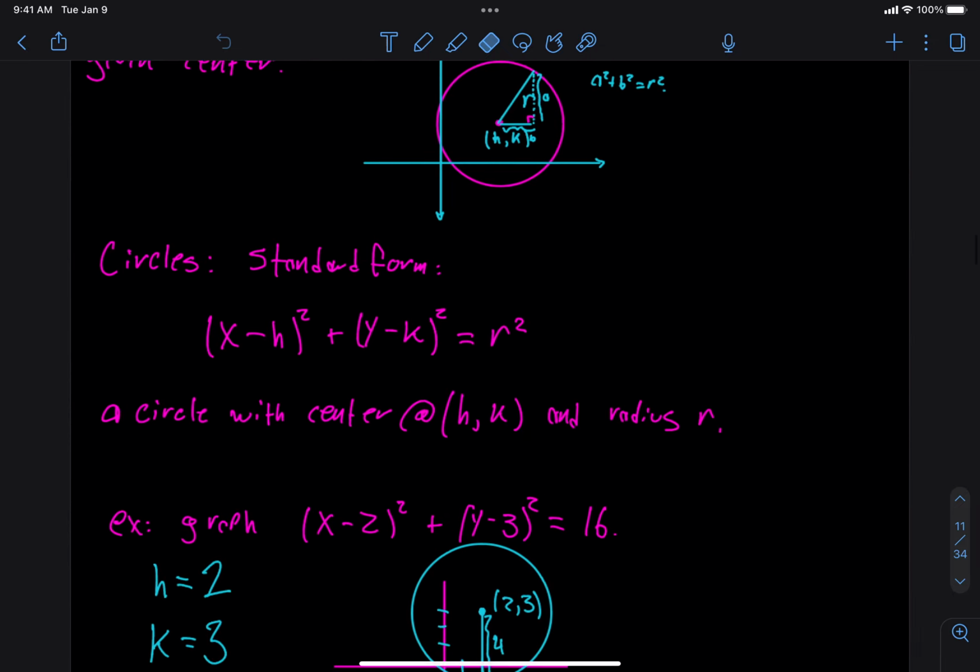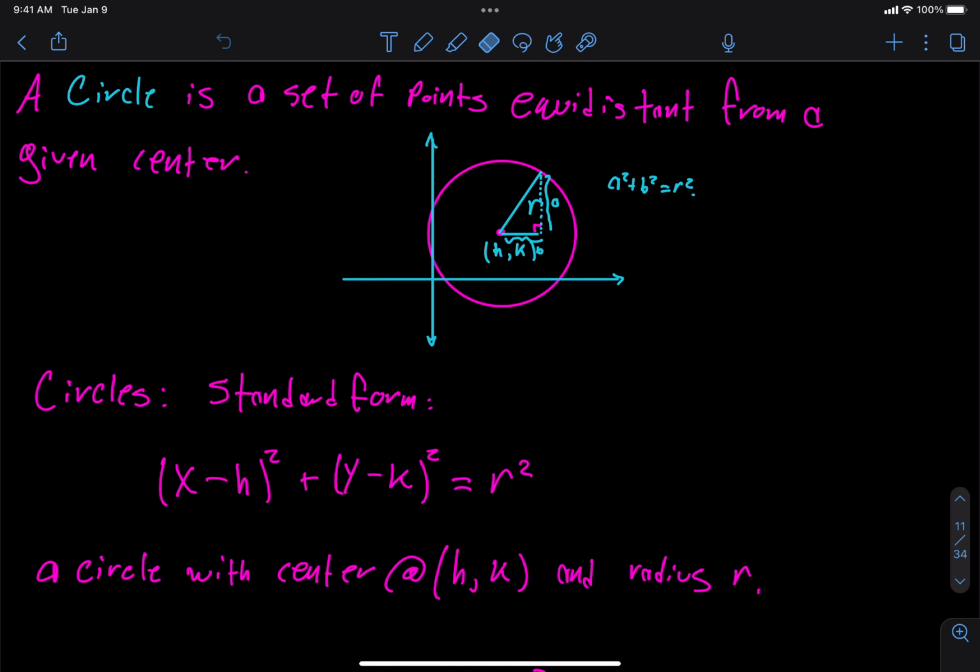So let's maybe start by talking about what a circle is. I'm just going straight back to our notes, by the way. You can find these on the blackboard. I'll post an updated version later today.